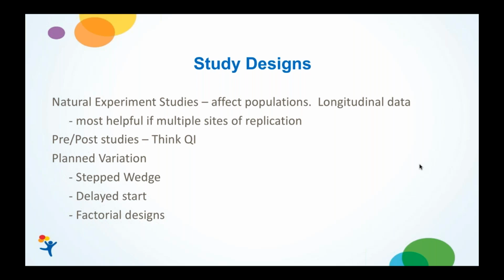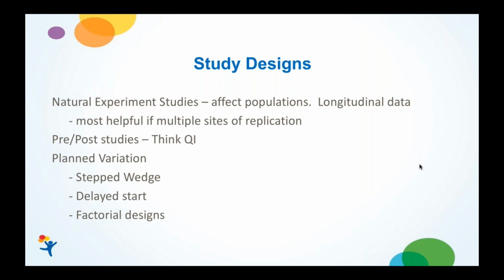Then there are pre-post studies where we're talking about different eras. I think of this as really in the realm of QI, where we're looking at the trend of something happening in an initial period, and then we do something, and then we're looking at the trend or the level of something that happens in another period. And then studies where you have planned variation.